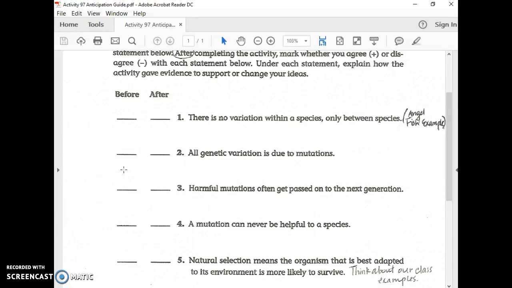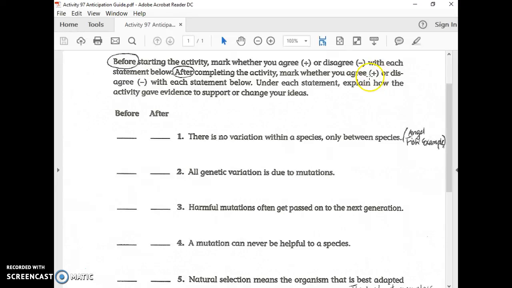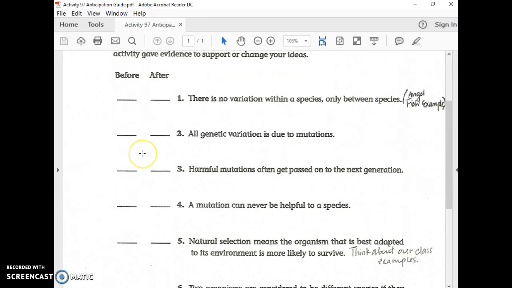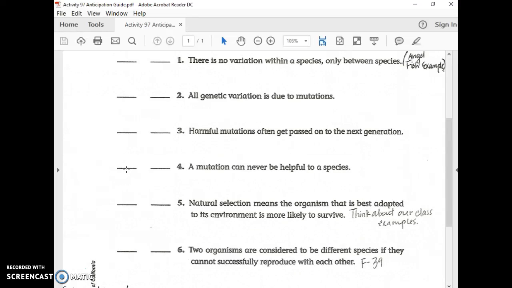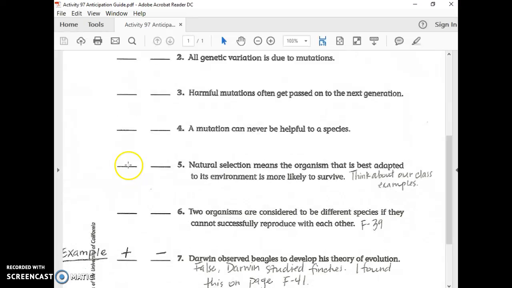There is no variation within a species, only between species. You put a plus if you agree and a minus if you disagree. All genetic variation is due to mutations. Harmful mutations often get passed on to the next generation. A mutation can never be helpful to a species. Natural selection means the organism that is best adapted to its environment is more likely to survive.